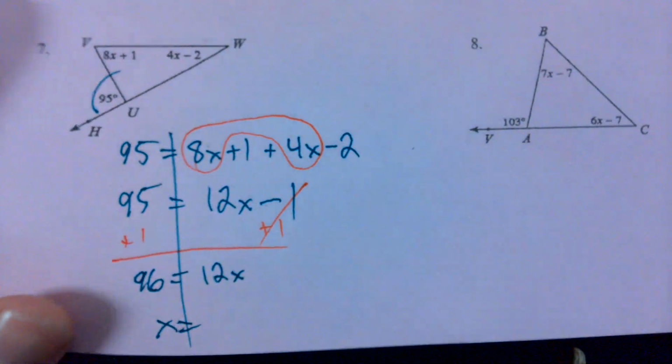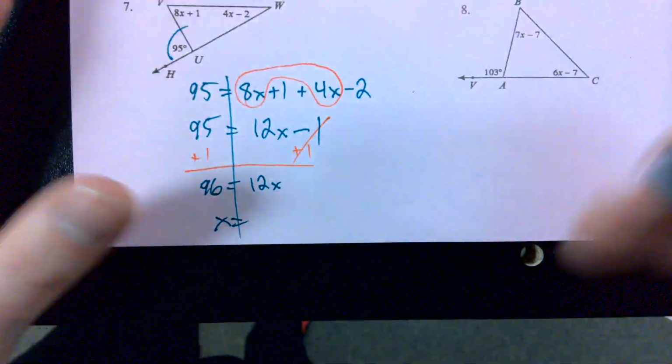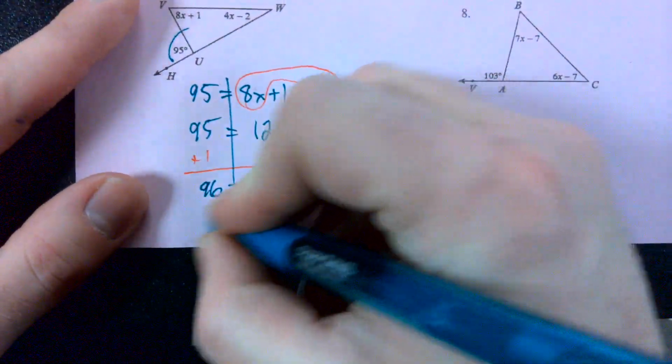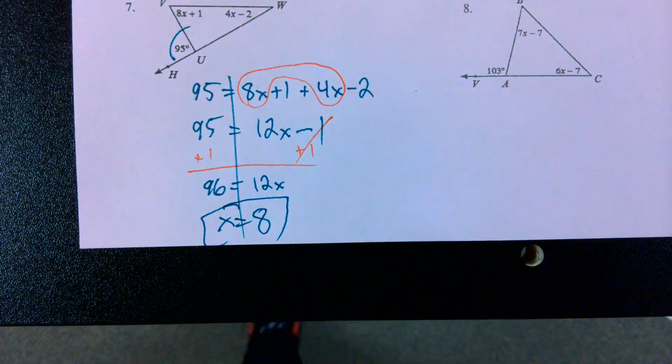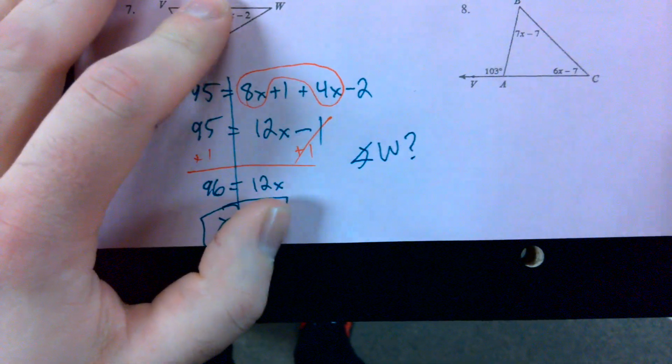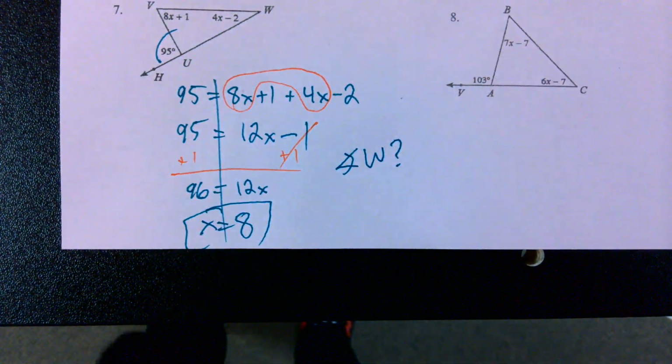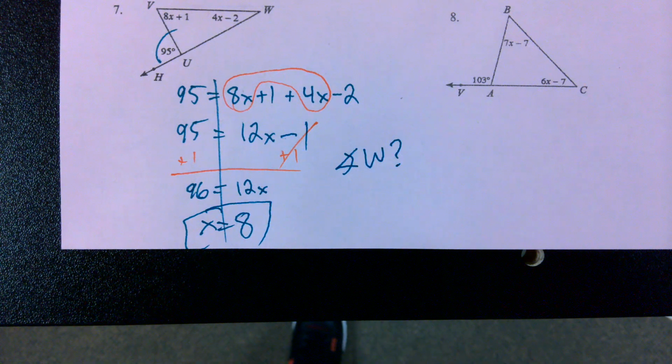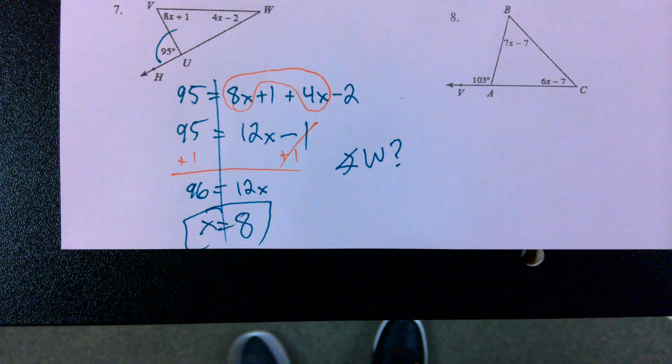So my x is equal to what? Should be 8. Exactly right. X is equal to 8. Now, what if I asked you, what's angle W? What's angle W equal to? How do you think we could find that out? Azalea, how can we find out what angle W is equal to?